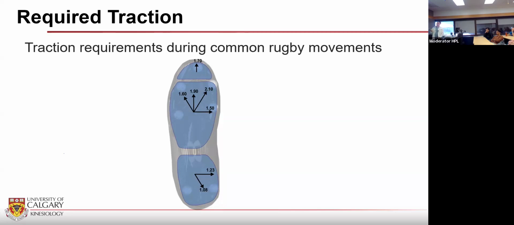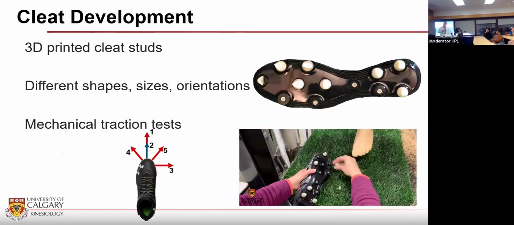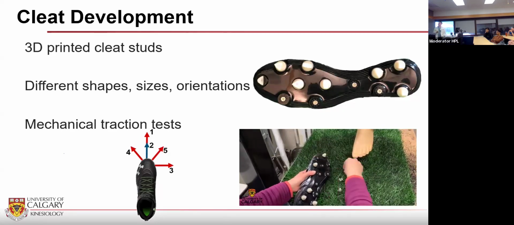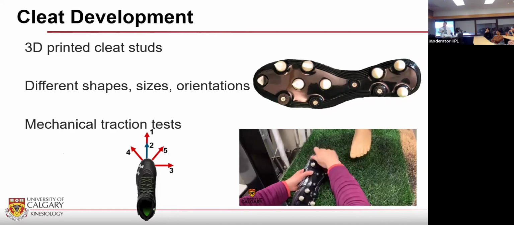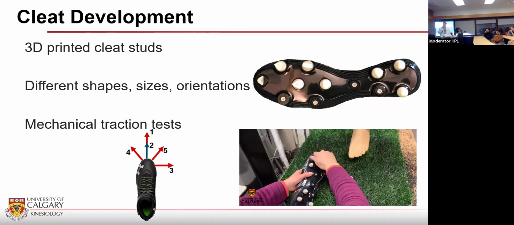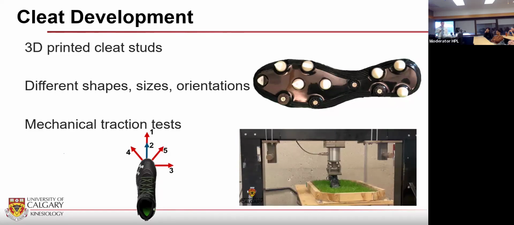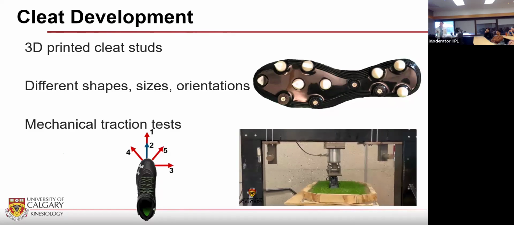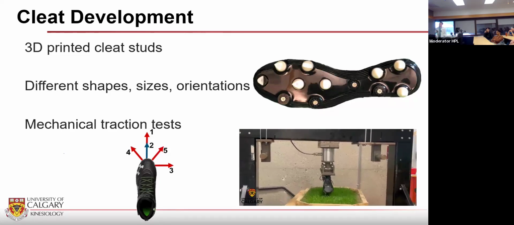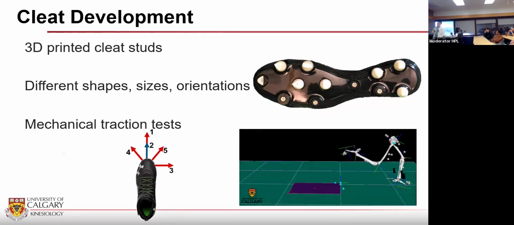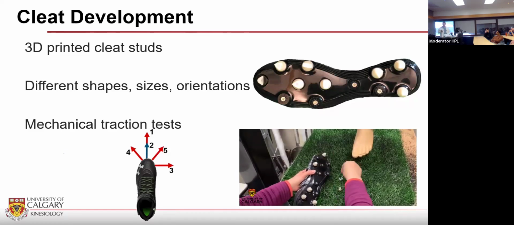So once we have that required traction of these athletes, we can then move towards developing our new cleat pattern. And we did this using 3D printed cleats and this carrier outsole that was provided by Under Armour. So by 3D printing the cleats, we had different shapes, different sizes, different orientations, and we could put them in a bunch of different locations on this outsole. So this is a very iterative process.